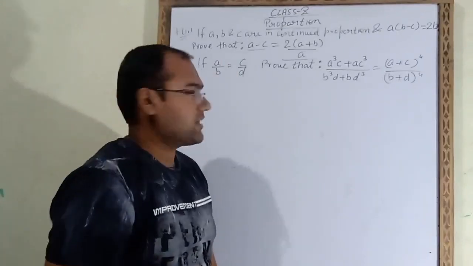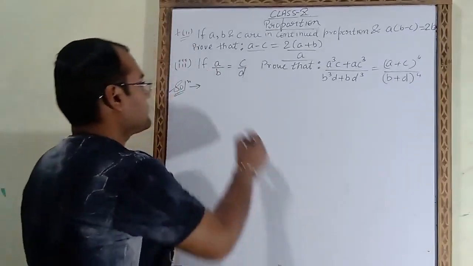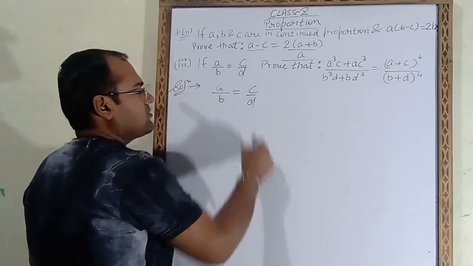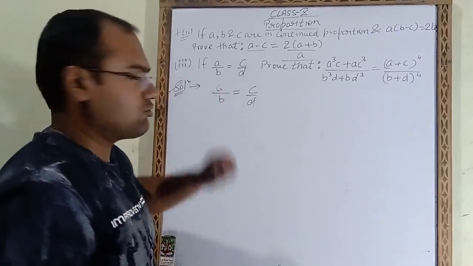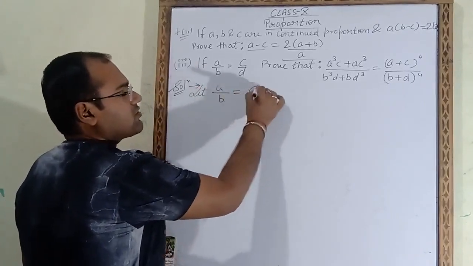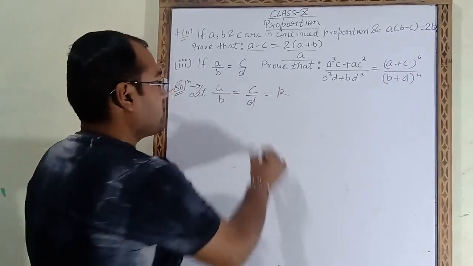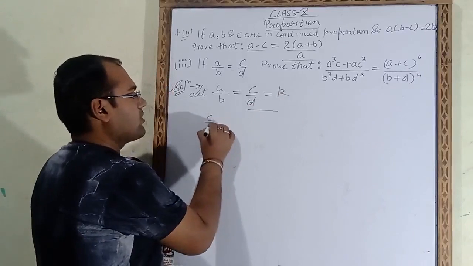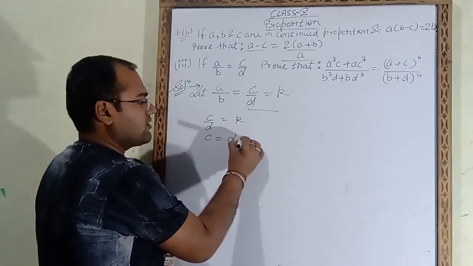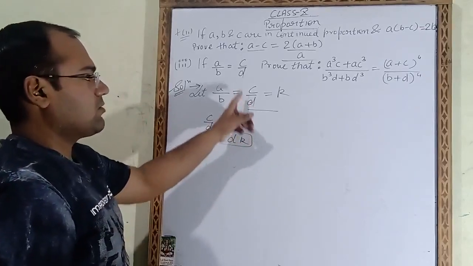So in this part what is said, if A upon B is equal to C upon D, it is given in the question. Now what we will do, we will assume that A upon B answer is equal to C upon D answer is equal to K. Now we will take this part, C upon D is equal to K, that means C answer is equal to D into K.